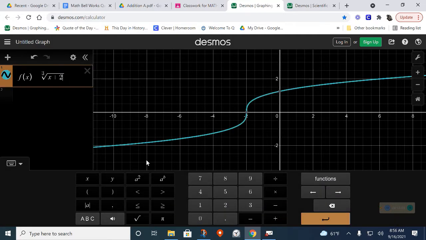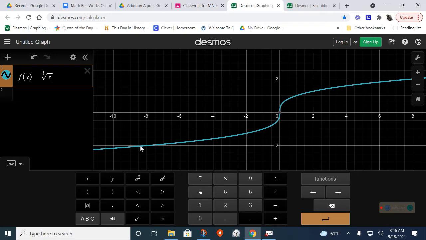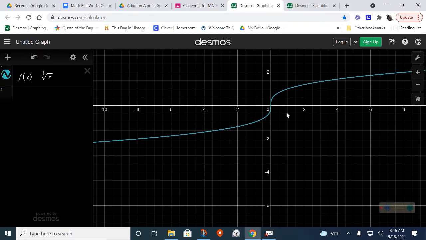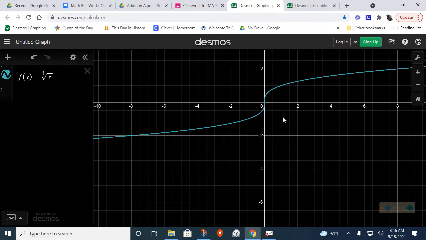Now, what I want to do is just take a look at this graph. Let me forget the 2. What if we just had the cube root of x? What you're looking at on the screen is what we call the parent function. Parent. Think of what I'm saying. Right here is the parent function.